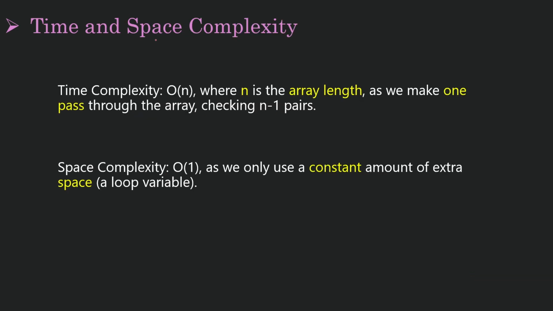Time complexity, O(n), where n is the array length, as we make one pass through the array, checking n-1 pairs. Space complexity, O(1), as we only use a constant amount of extra space, a loop variable.